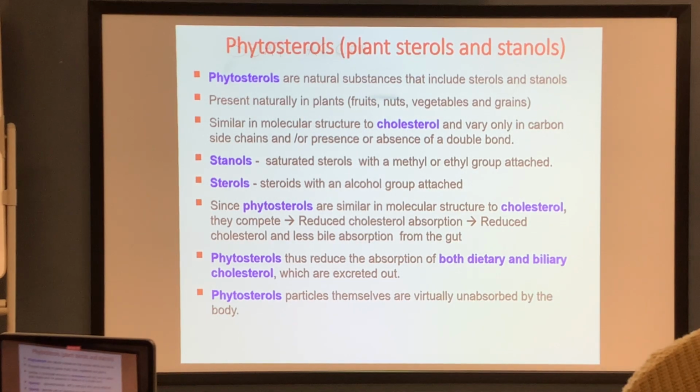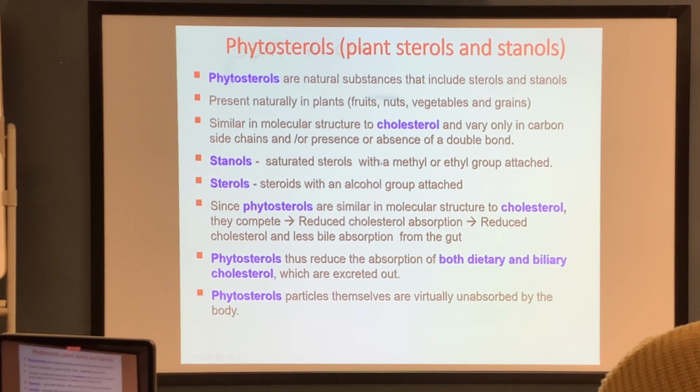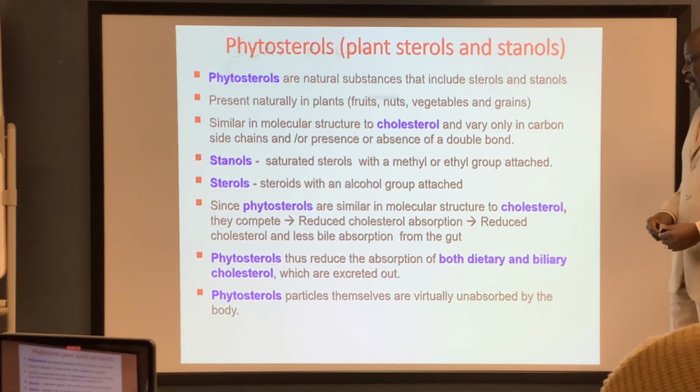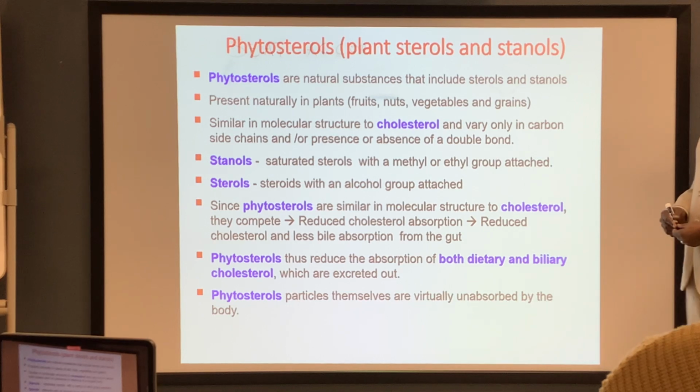These phytosterols are similar in structure to cholesterol, and that helps them to reduce the absorption of cholesterol because they fool the absorption process, thinking that the cholesterol is the one there. So there will be reduced cholesterol and less bile absorption from the gut. The phytosterols will reduce the absorption of both dietary and biliary cholesterol, and these are excreted out. The phytosterols themselves, of course, are virtually unabsorbed by the body, so it allows them to pass out.